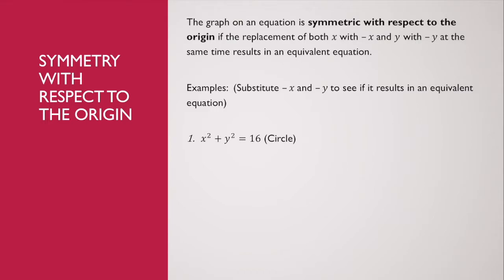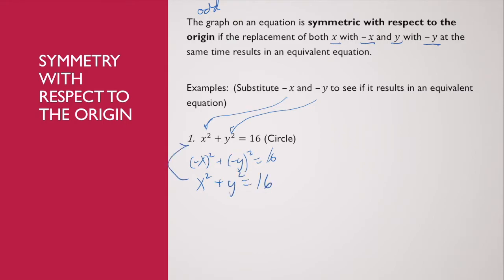So the graph of an equation is symmetric with respect to the origin, or odd, if the replacement of both x with negative x and y with negative y result in the same equation. So let's substitute in negative x for x and negative y for y and see if we get an equivalent equation. Negative x squared plus negative y squared is 16. That means x squared plus y squared is 16. We get the exact same equation. And that should make sense, right?